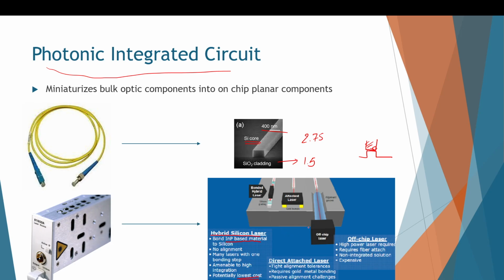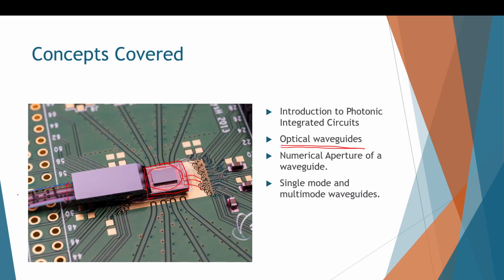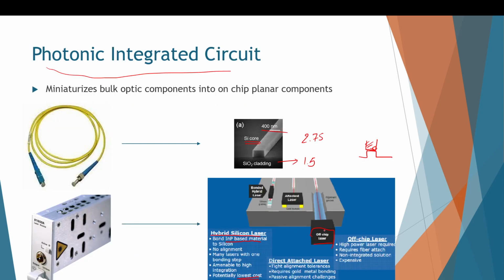Another option is to have an off-chip laser. So just like what was shown here, there was some laser here, and then the fibers from that light source, laser or any other light source, were brought to the chip. So that is also possible, but there we need the optical fibers.